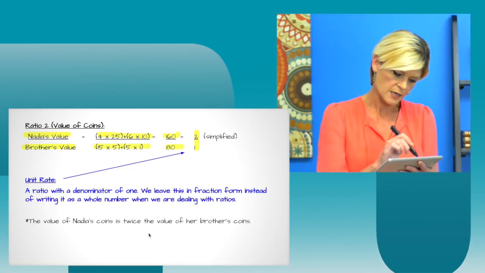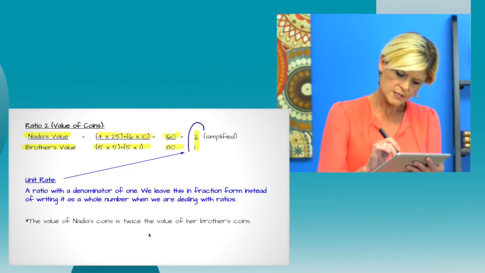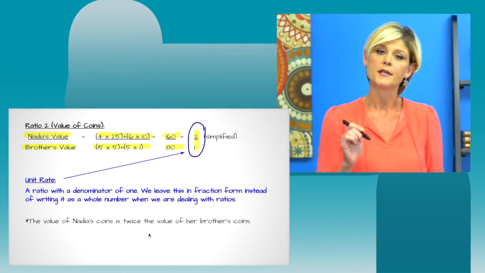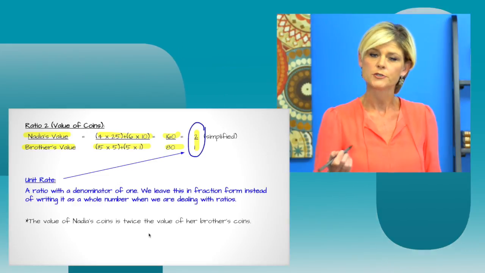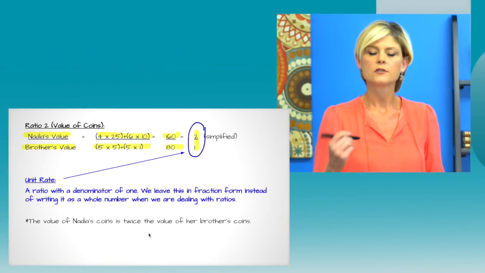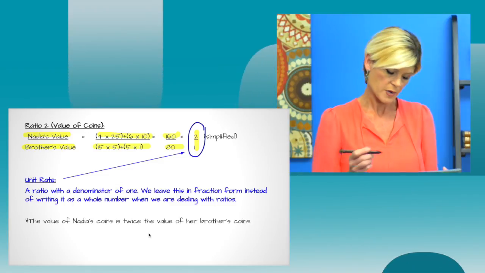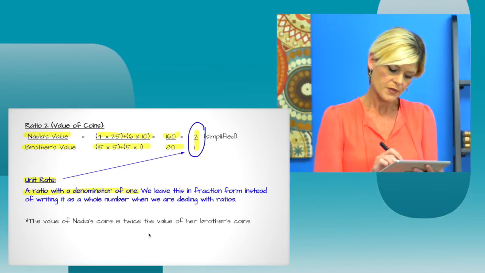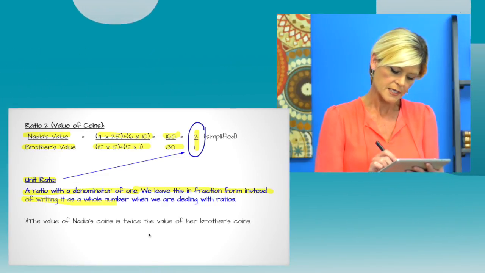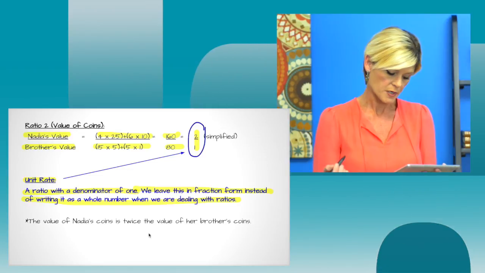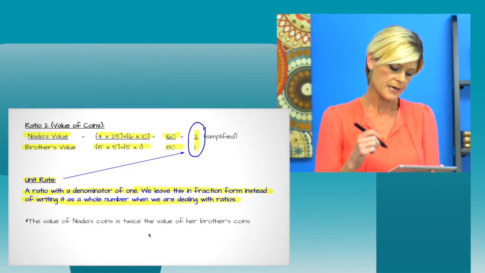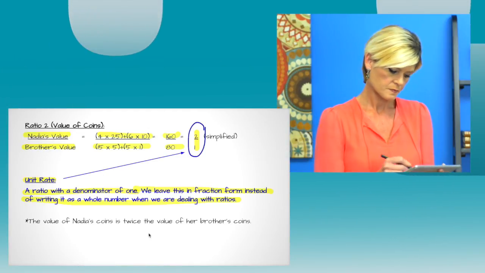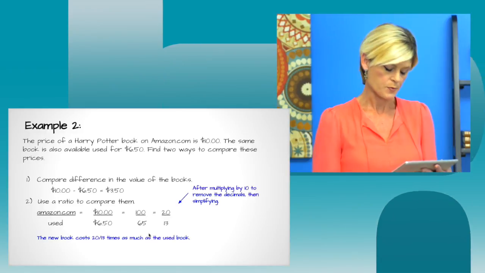Now I want to point out this type of a ratio where we have 2 over 1. Anytime you have a 1 in the denominator when you're looking at ratios, that's what we call a unit rate. So let's take a minute and look at the definition of what a unit rate is. A unit rate is a ratio with a denominator of 1. We leave this in fraction form instead of writing it as a whole number when we're dealing with ratios. And as we said before, now we know that the value of Nadia's coins is twice the value of her brother's coins. All right, let's take a look at another example.